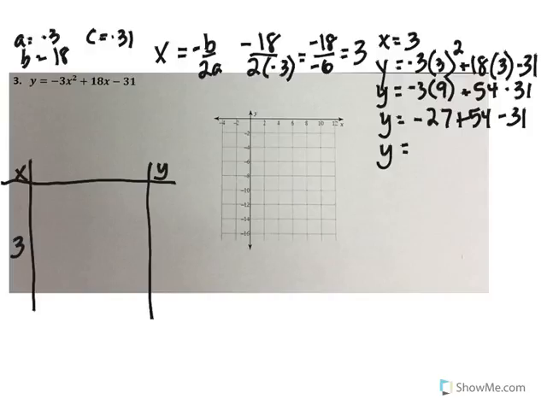So negative 27 plus 54 is a positive 27, minus 31. What is 27 take away 31? -4. There's my y. There's my vertex. Let's do it right now. 3 comma negative 4.